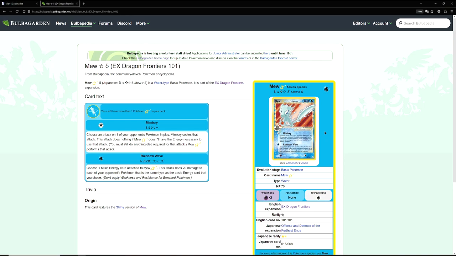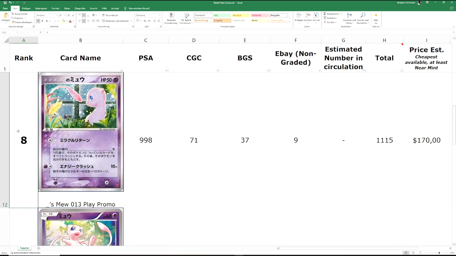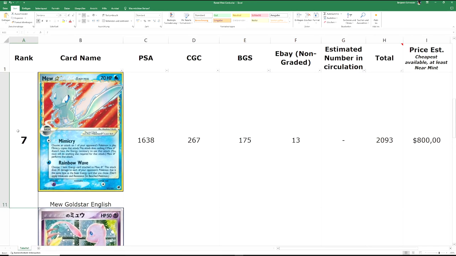For this rank right here, in rank 7, it's specifically the English print of this one. Not the World Tournament one, because that is not rare at all. Specifically, the English normal print that you could pull out of EX Dragon Frontiers. This one being ranked at number 7, and once again, the numbers don't really make sense.